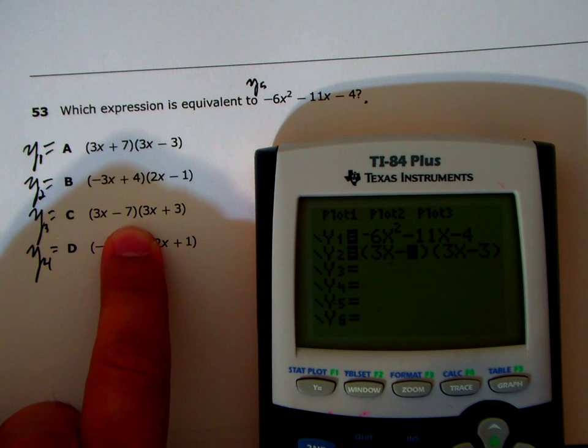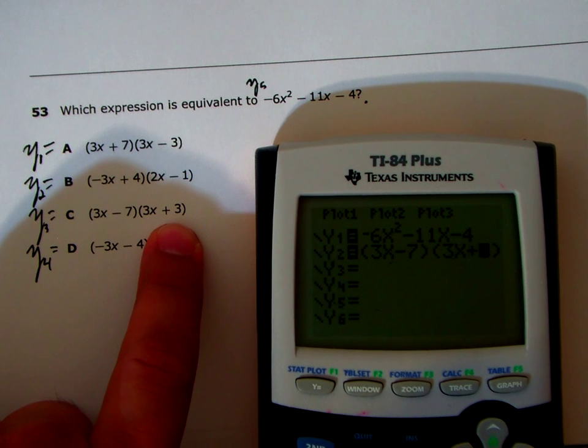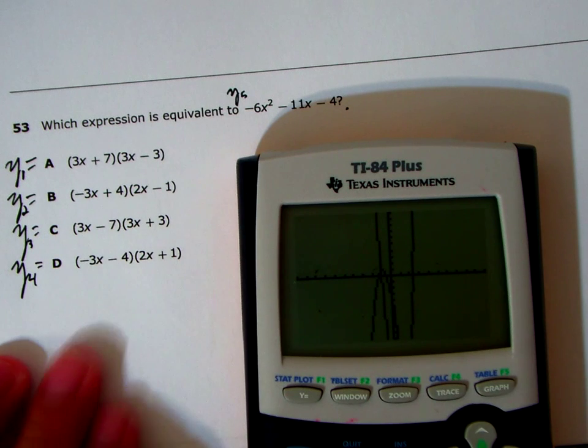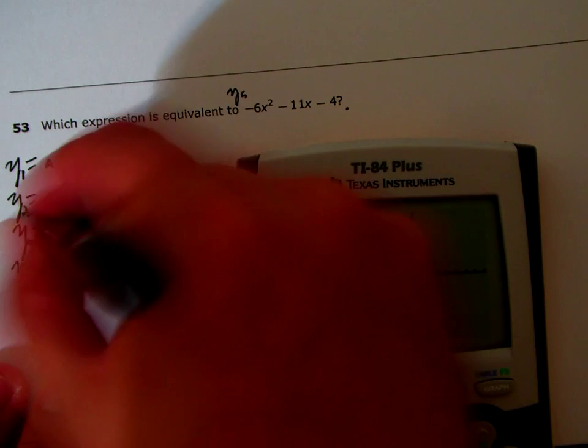Now let's try the next one. 3x minus 7, and then 3x plus 3. Let's see, graph. That one opens down. The other one opens up and looks different. So basically, there's one more, so it should be D if we did it right.